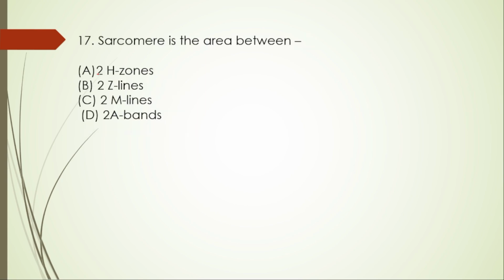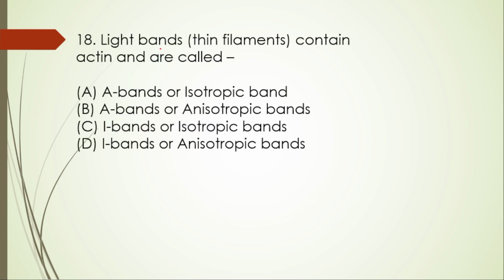Next, 17th one. Sarcomere is the area between A. 2 H zones, B. 2 Z lines, C. 2 M lines, and then D. 2 A bands. So here sarcomere is the area between 2 Z lines, that is B. What is sarcomere actually? It is the structural and functional unit of what? Muscle fiber, that is myofibril. We discussed that. Next, 18th one.